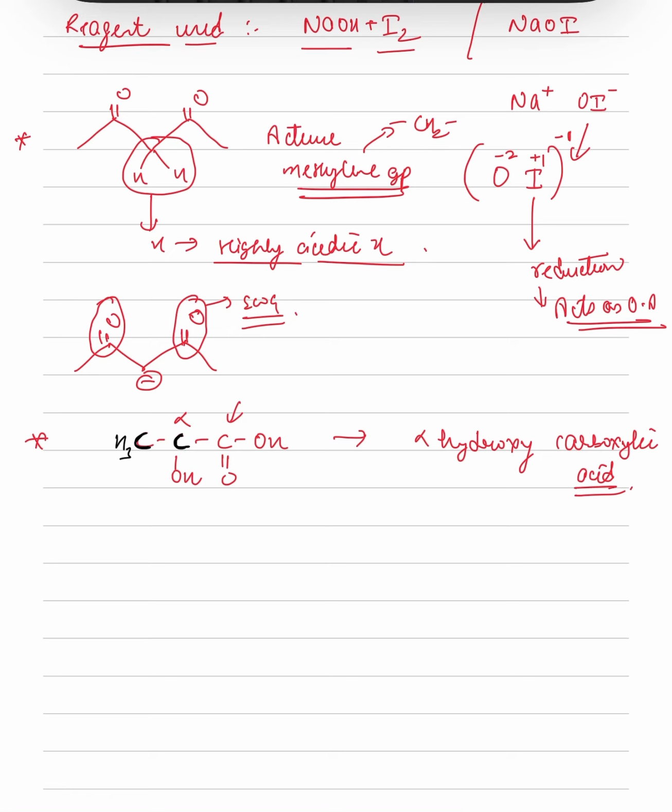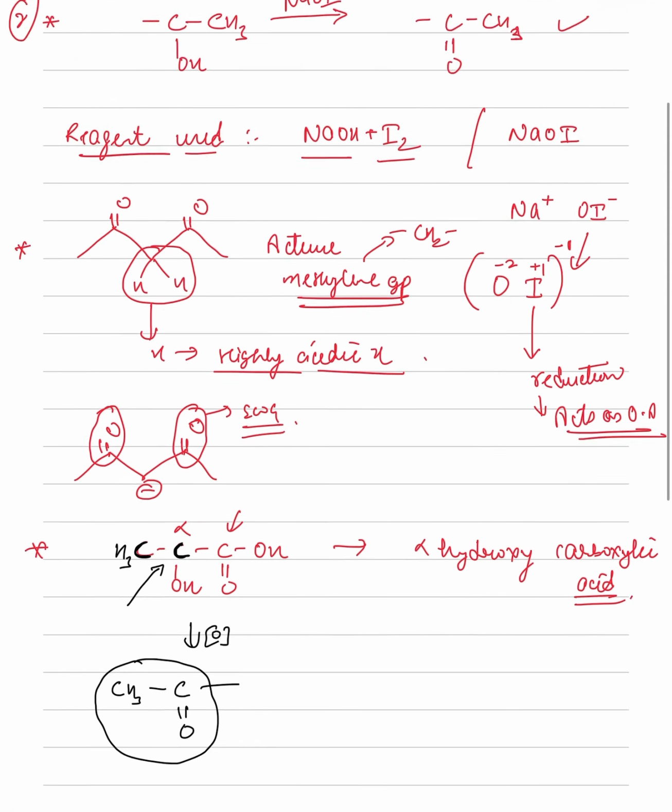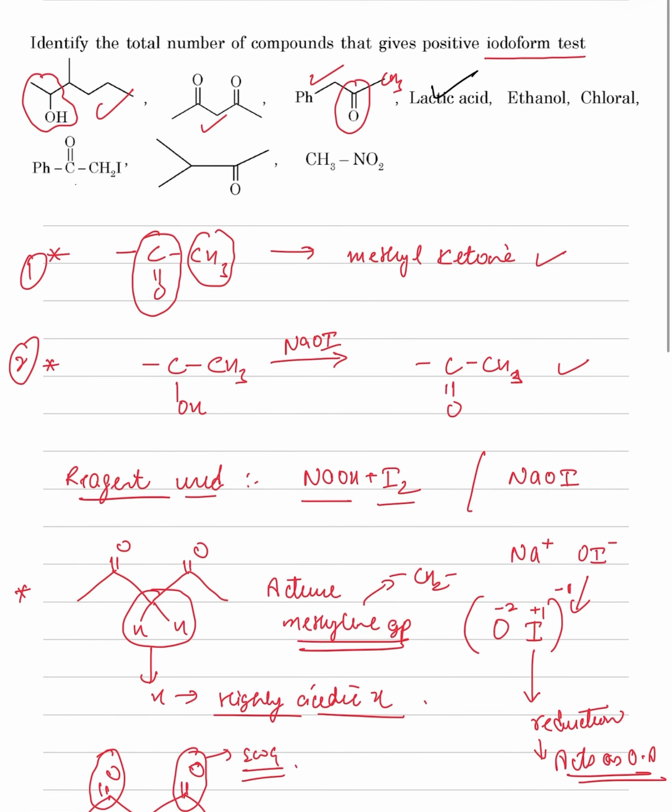Now again, upon oxidation, what will happen? This carbon containing OH will turn into C double bond O, and we have the CH3 part here. So again, this is what? This is the methyl ketone part, right? Upon oxidation, yes, this molecule also shows the positive iodoform test. So lactic acid also shows it.